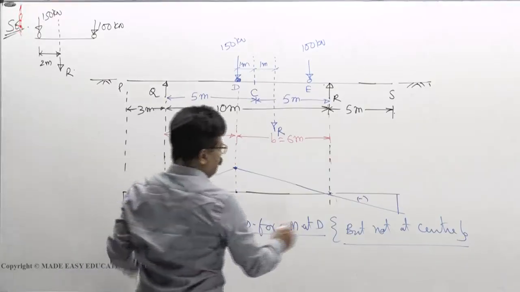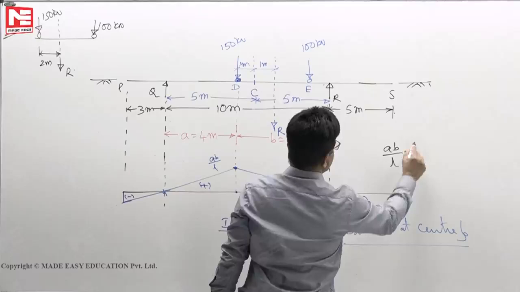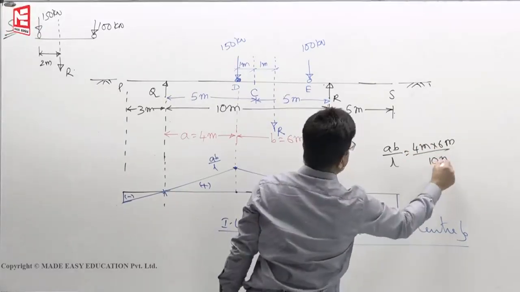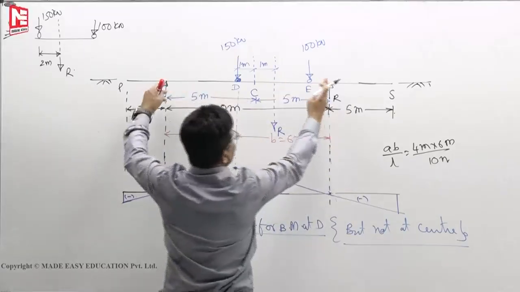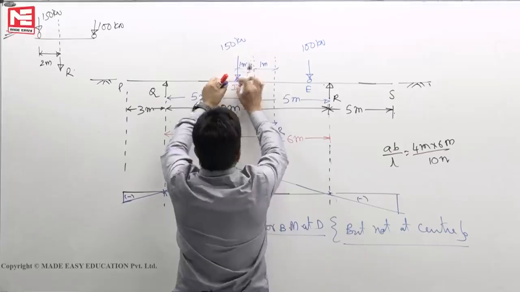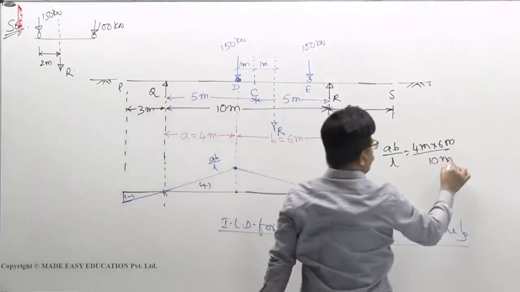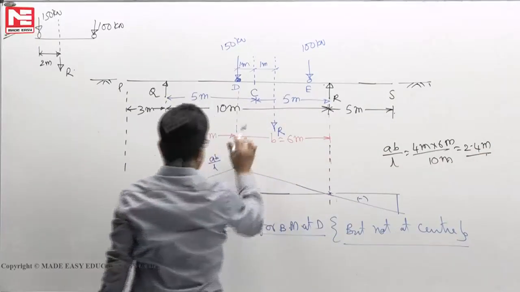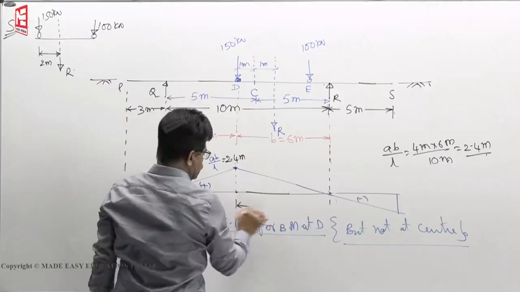So AB by L, how much is that? A means 4 meters, B is 6 meters. Length is only 10 meters; 18 meters we should not write, because the overhangs are useless. Whether 5 meters or 50 meters are there, it doesn't matter at all. So when you assume a hinge and lift, only this matters. So you will get 2.4 meters. So this height is now 2.4 meters. Now this distance is 6 meters.